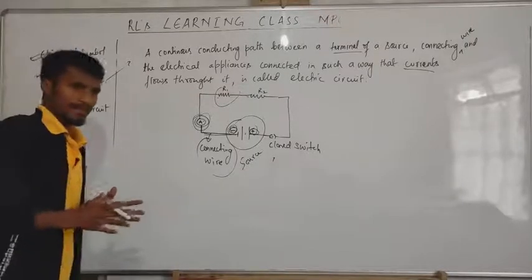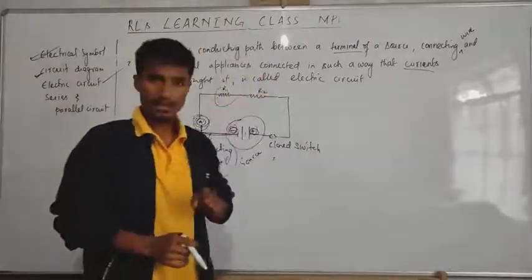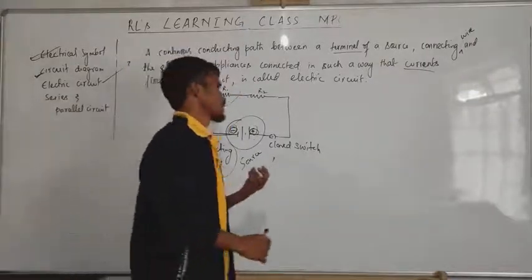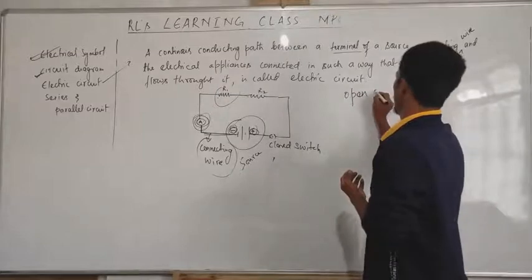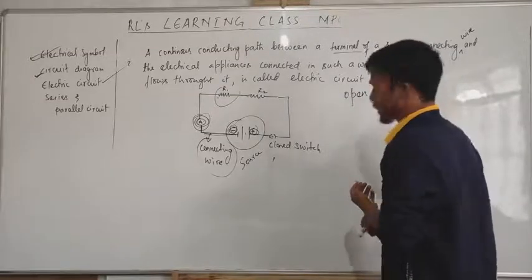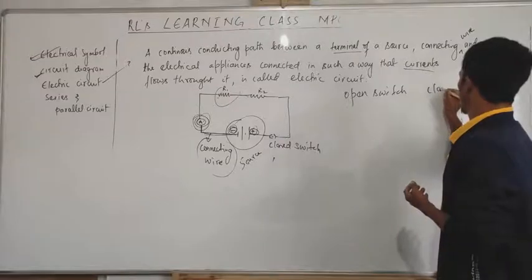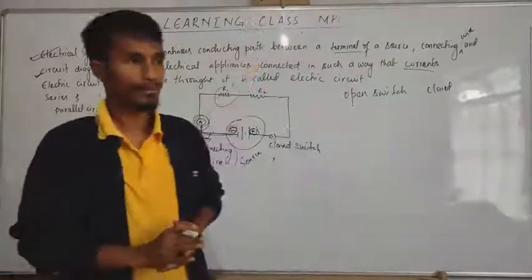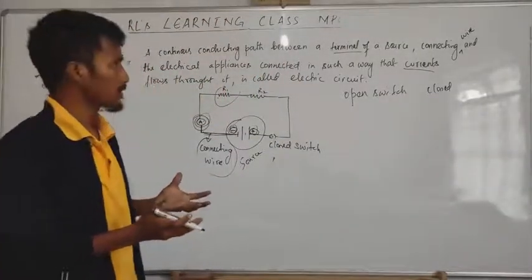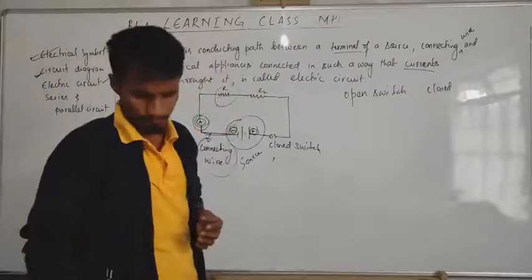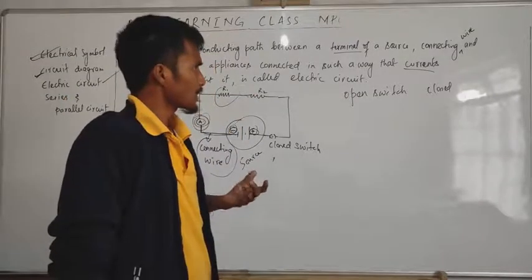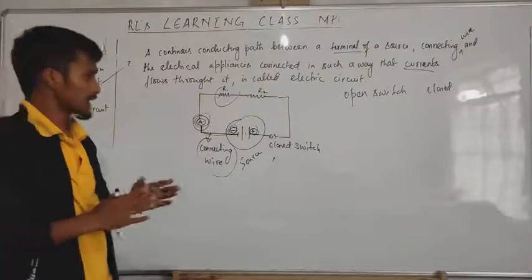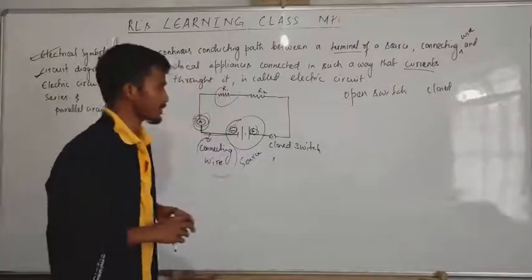But electric circuits have two types, that is open circuit and closed circuit. What's an open circuit? Open circuit mostly comes from an open switch. Closed circuit mostly comes from a closed switch. If the switch is closed, then we can call it a closed circuit. If the switch is off or open, that will be called an open circuit. Okay, let's come to that. What is a closed circuit and open circuit?